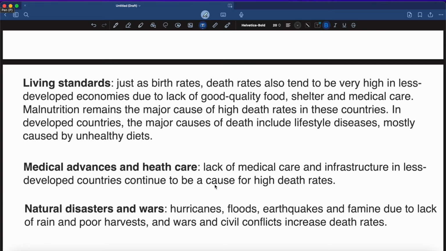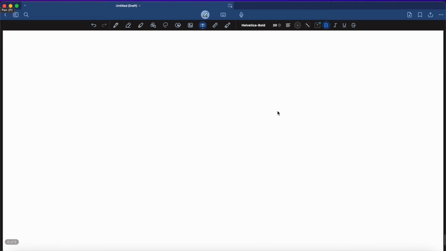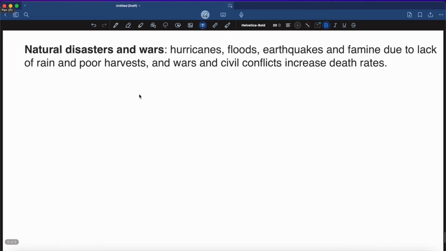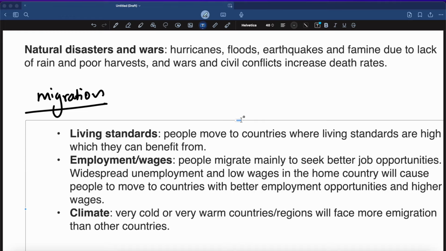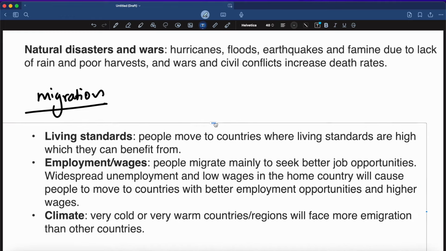A small topic that you need to talk about is migration. You might have talked about this in geography if you do geography. Migration just involves why people shift between different countries. Why does someone try to move between countries? There are three basic factors that we look at in economics for migration.